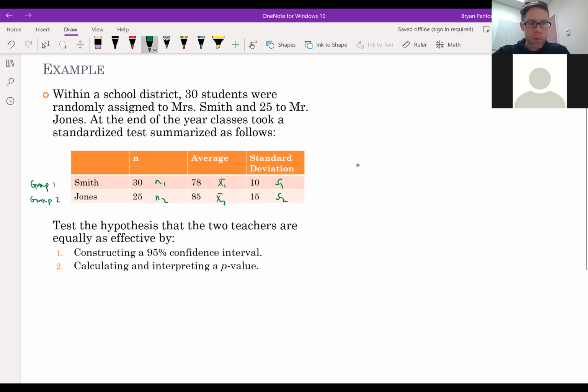And what we're going to do is first try to construct a 95% confidence interval to figure out whether or not we believe there is a difference between these two groups. And then we'll go ahead and set up a true hypothesis test and try to calculate a probability number to make this work for us.